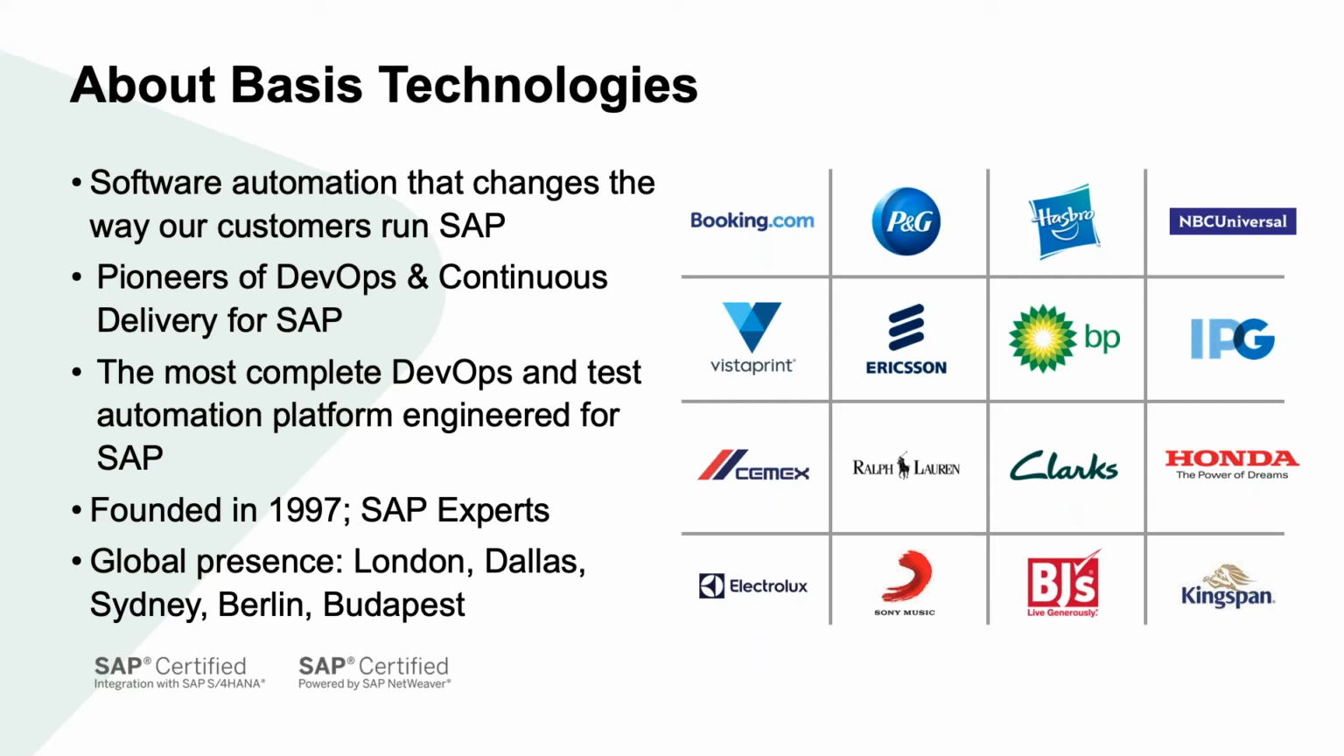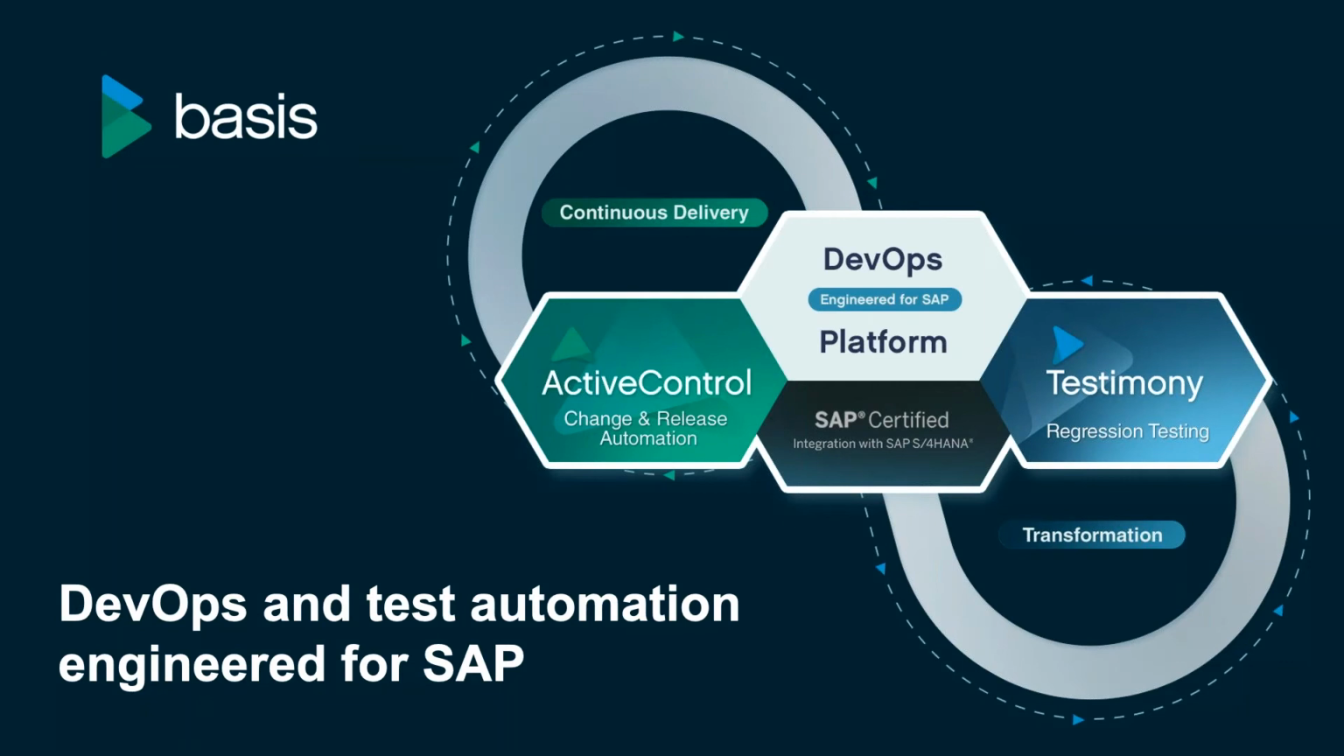And as you can see on the screen, we have a global presence, offices all around the world, supporting a wide range of SAP users with large and small estates in many well-known brands, and you can see some on the screen there. And what we're here to talk about today is part of that DevOps and test automation platform. We're going to be looking specifically at ActiveControl, our DevOps automation solution, which goes alongside Testimony, our regression testing solution in this overall platform.